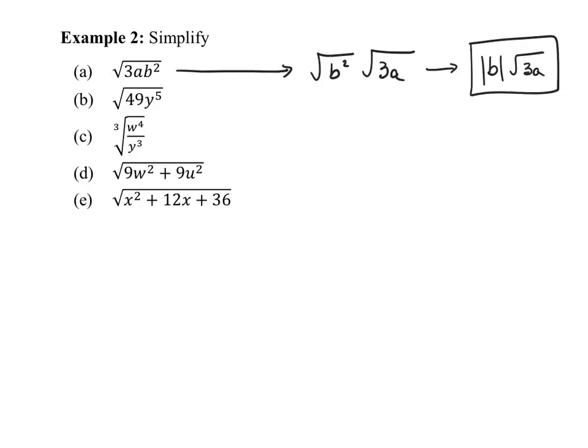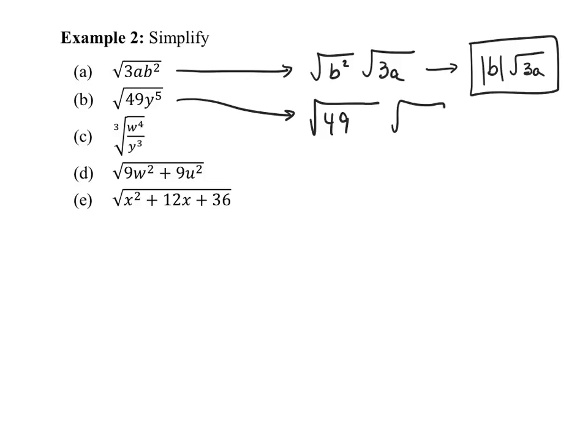How about part B with 49? What should I do with this? How should I break up y to the 5th? Because 49 looks pretty nice to me. That's probably going to go in the first part because it is a perfect square. Remember how we do this? The perfect stuff goes in the first part. The non-perfect stuff goes in the second part.